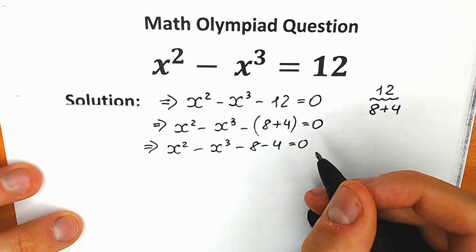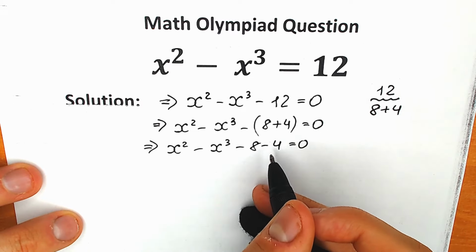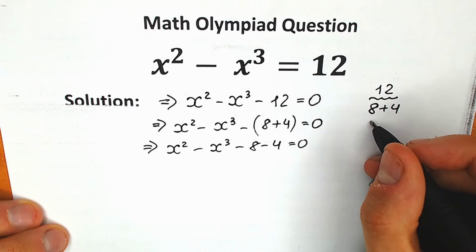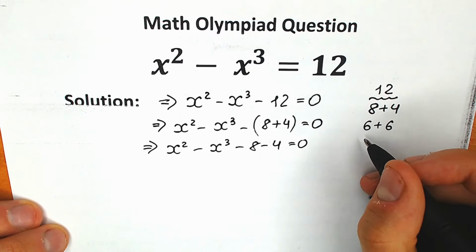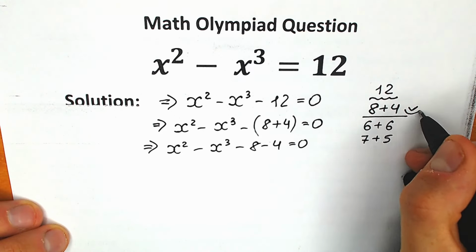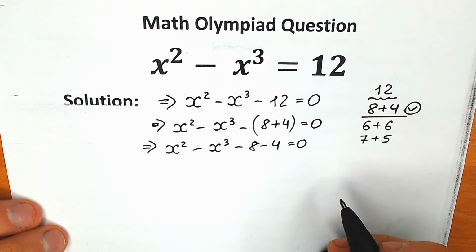And right now, here's a quick explanation of why 8 and 4 are great constants for us. To be honest, we can express 12 in a different way. We can write it as 6 plus 6, or 7 plus 5. But why is this expression the best for us? I'm talking about 8 plus 4.